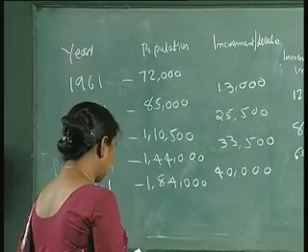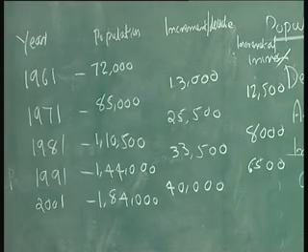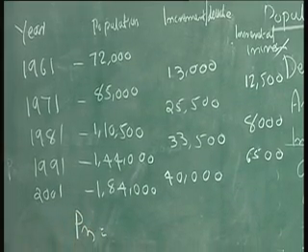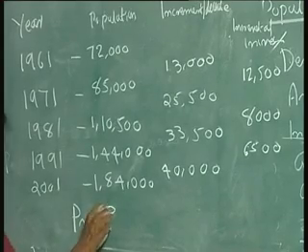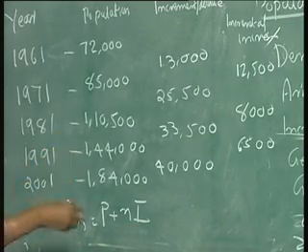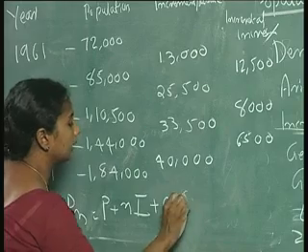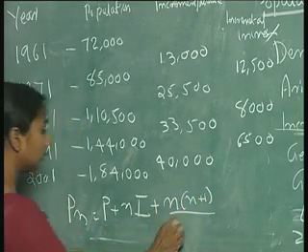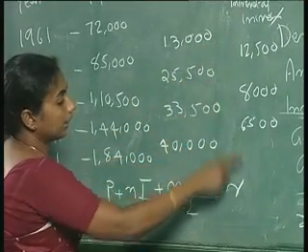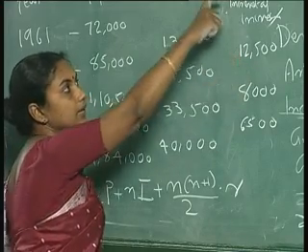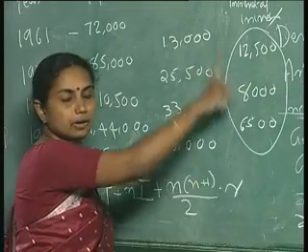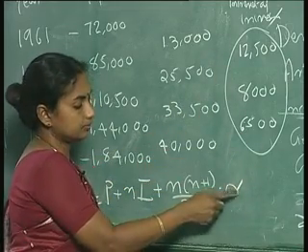So if you want to predict the population, we can use this formula. Pn, that means population in any decade, is equal to P plus Ni. This is the formula we use in arithmetical increase method. Along with that we are adding another term, n into (n plus 1) by 2 into r, where r is the rate of incremental increase. How can you find out this one? We find out the incremental increase and sum it up, and find out the average. So that will give you the rate of incremental increase.